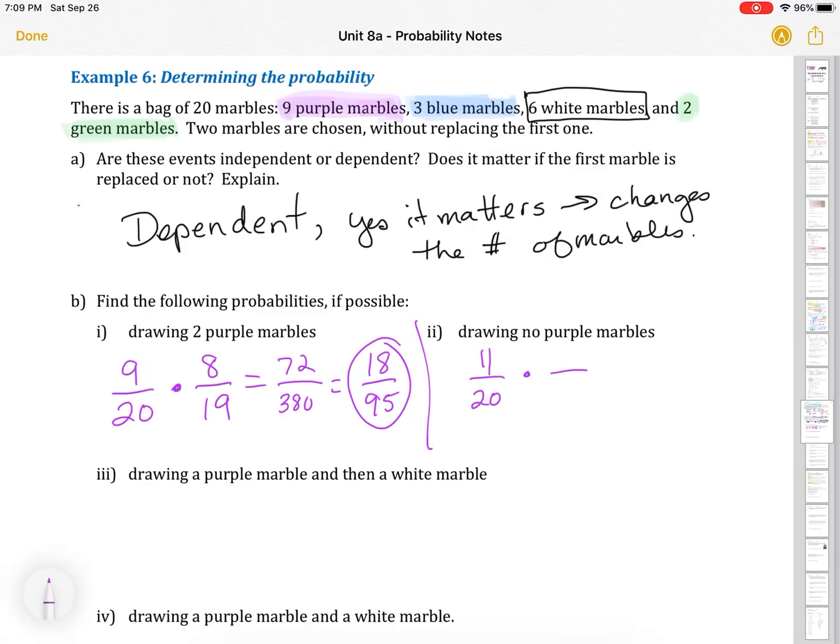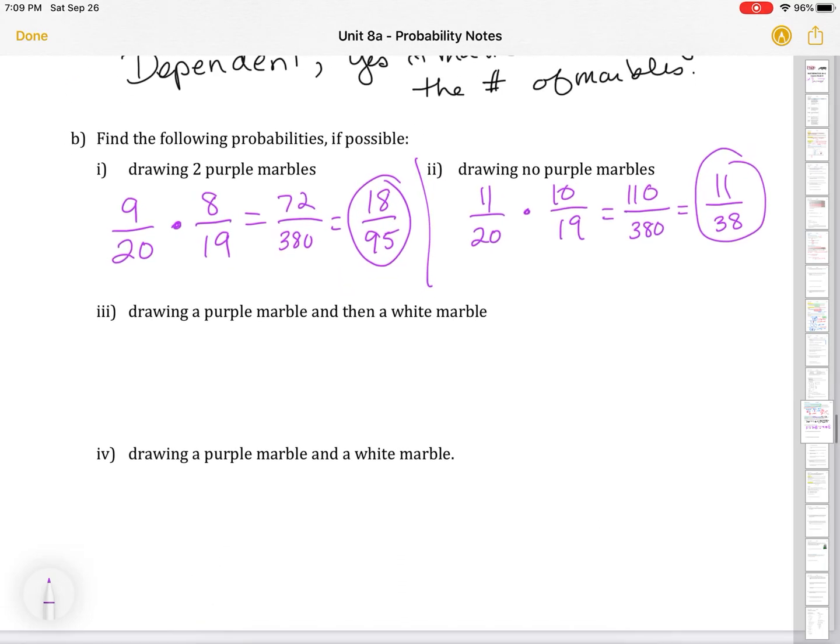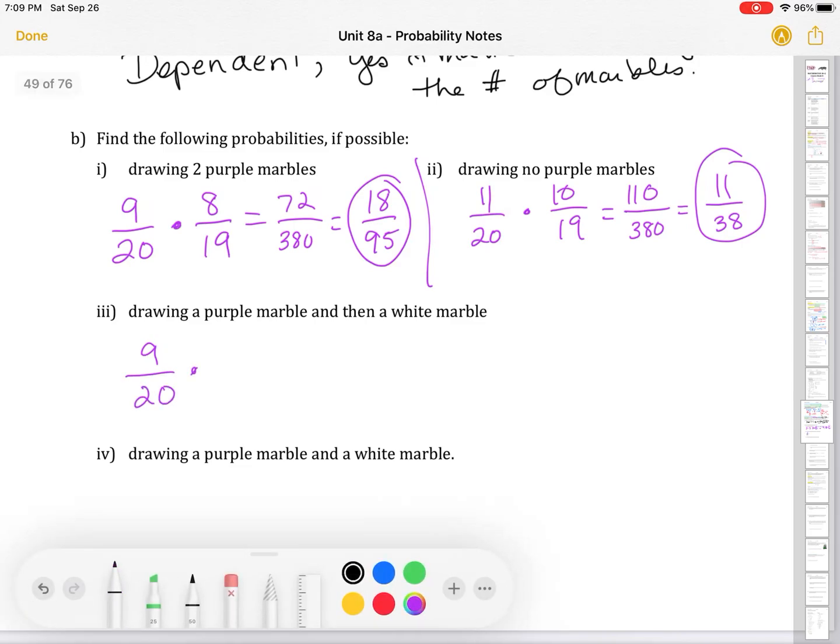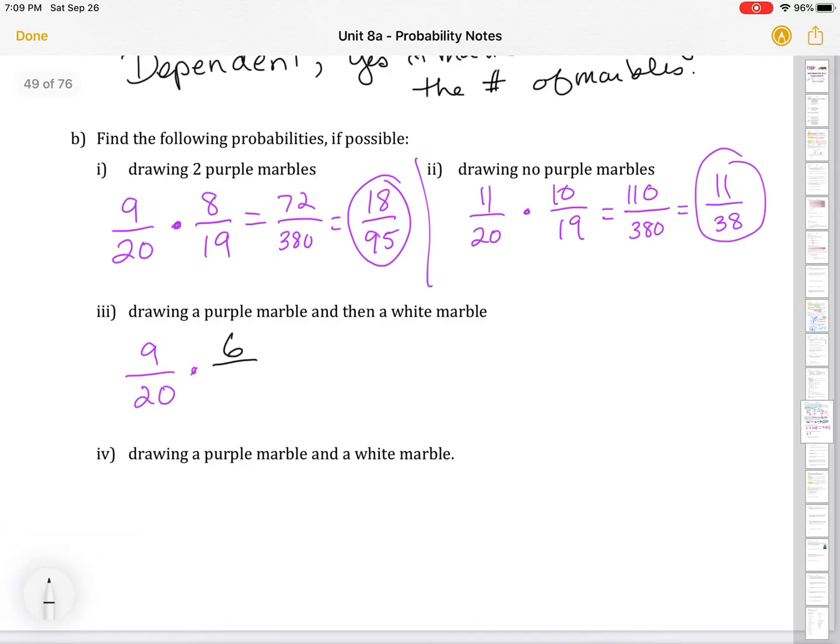Drawing no purple marbles. Well, 11 out of 20 are not purple, times, once I pull a marble out, but not a purple one, I still have 10 that are not purple out of 19. So that would be 110 out of 380, and that reduces to 11 out of 38.